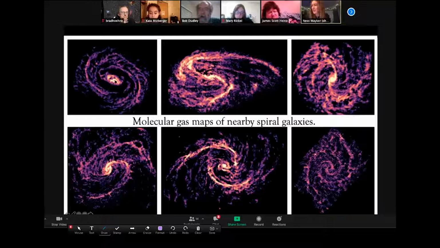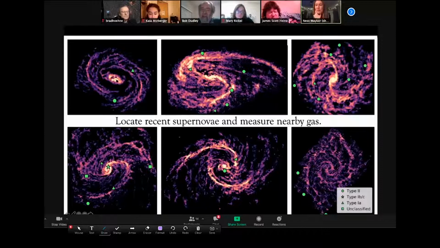Once we had mapped out all the molecular gas of these galaxies, we look at a supernova catalog and identify the supernovae that have occurred in these galaxies. All of these supernovae occurred in 1900 or later. The reason is that we want recent supernovae that haven't had time to influence the gas, so that we can measure the gas and know that it's the same measurement as if that supernova hadn't gone off yet.